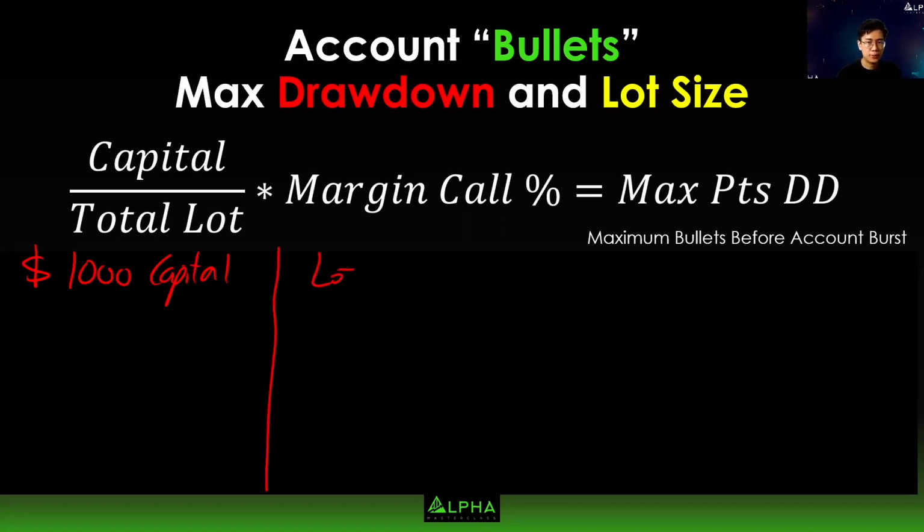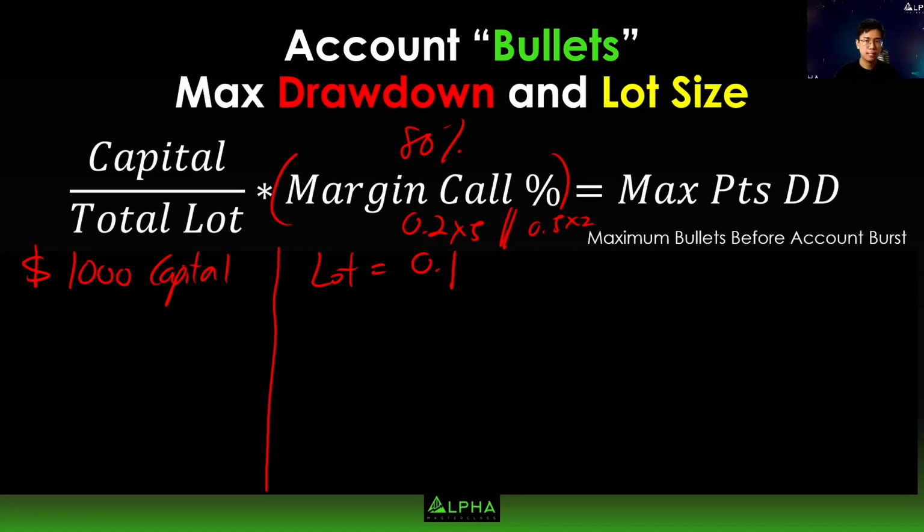And the lot size that I'm going to open is 0.1 lot. This means total lot size. By total lot size, it could be 0.1, or 0.2 lot times 5, or 0.5 times 2, etc. Regardless of how many trades you open, just sum them all together. And margin call percent is a broker-defined number, usually 80%. Meaning that when you lose 80% of your account, the broker will consider it a margin call and will close your trades.